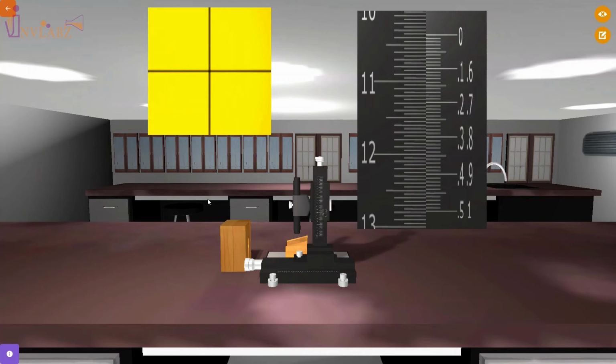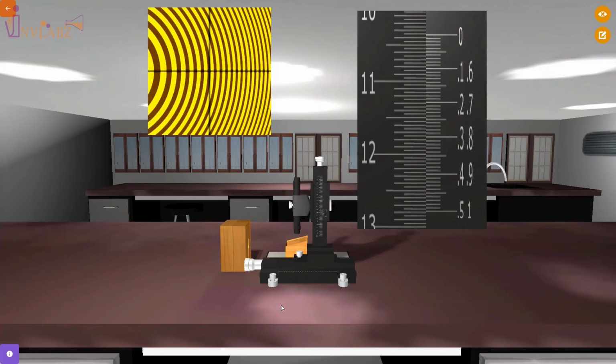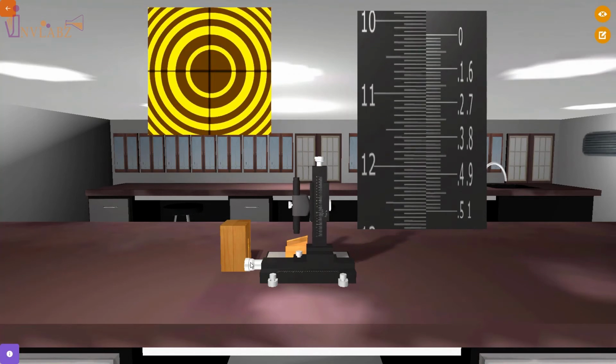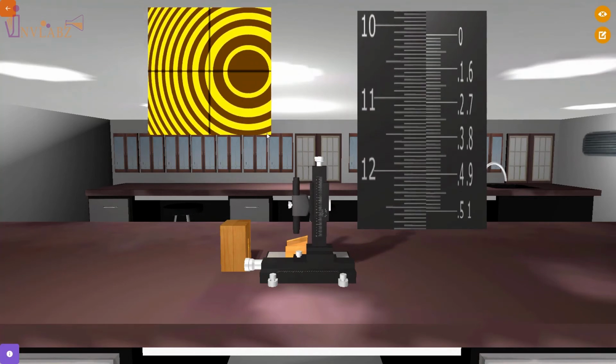Now if we look from the eyepiece of this microscope, we will observe the sodium light rings. Focus the microscope so that alternate dark and bright rings are sharp. Now adjust the horizontal acute mover knob to place the cross wire at the center of the central dark.